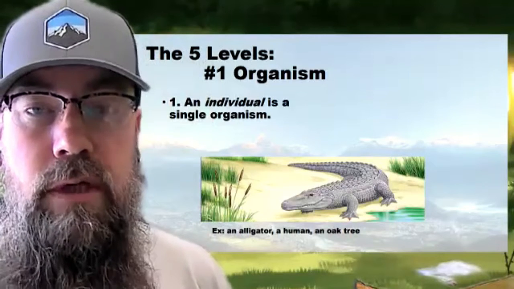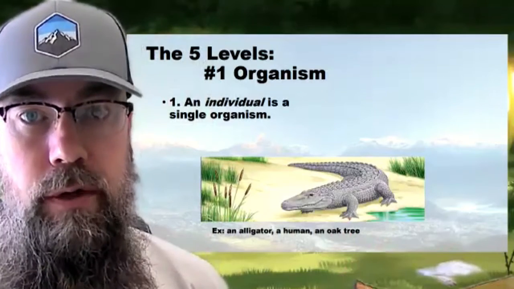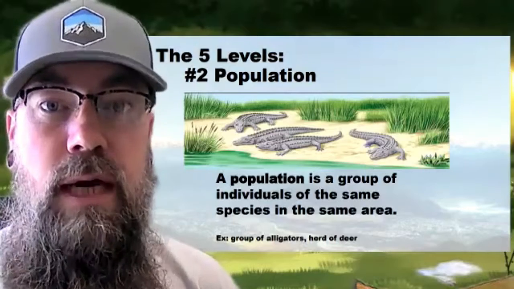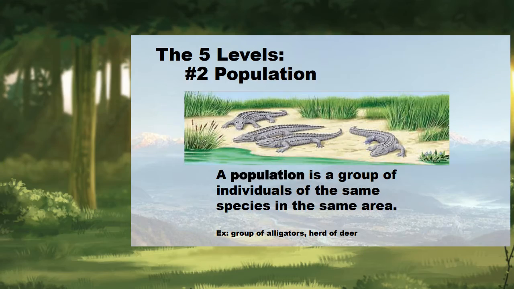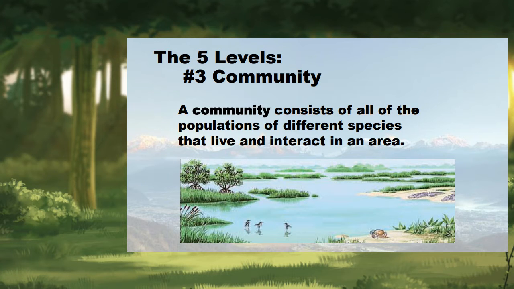So let's show each level again, and this time in more detail. So again, we start with the individual organism. It could be anything. In this case, it's an alligator. Next, we have the population of that organism. Here's a population of the same alligator, of the same species in the same area. The third level is called community. This consists of all the living species in an area.